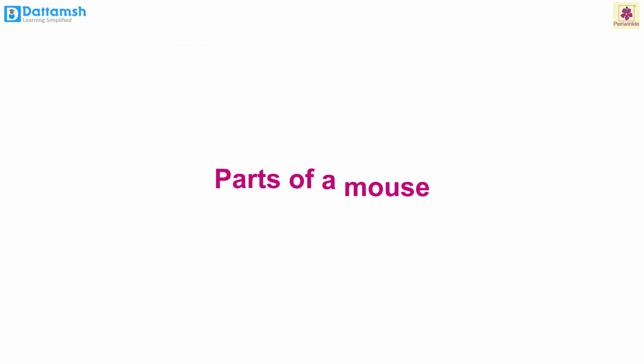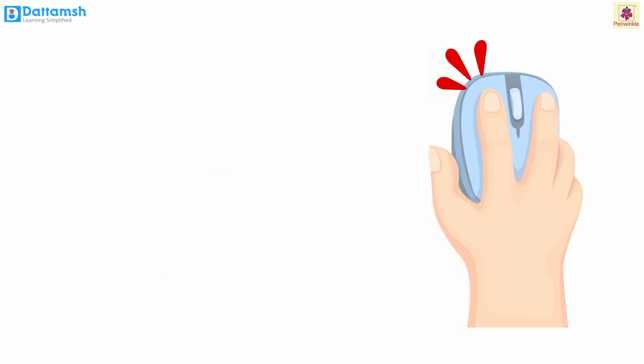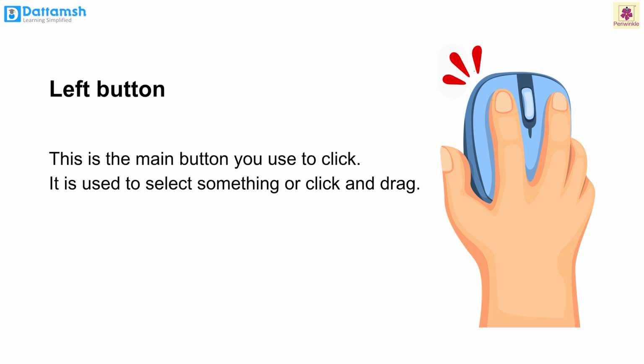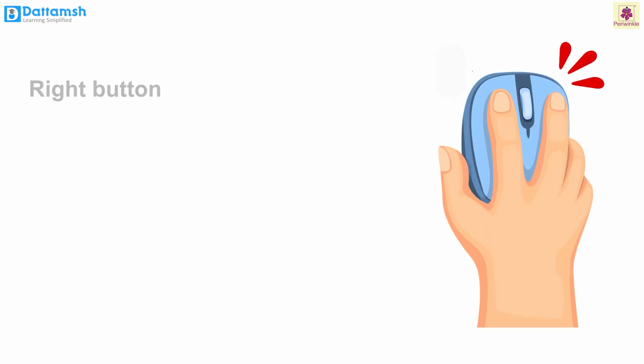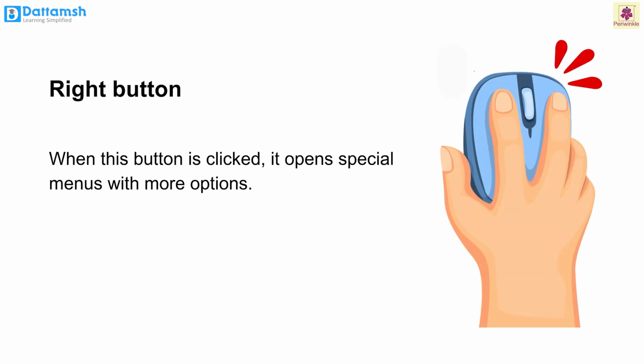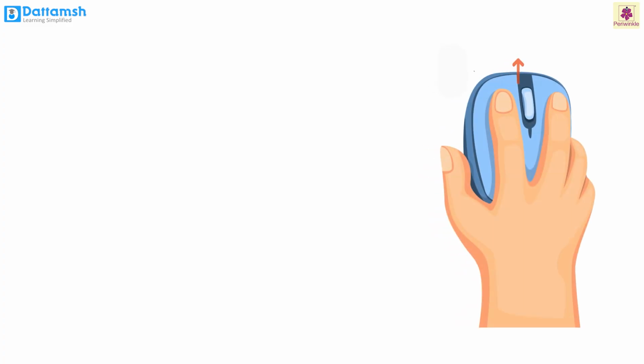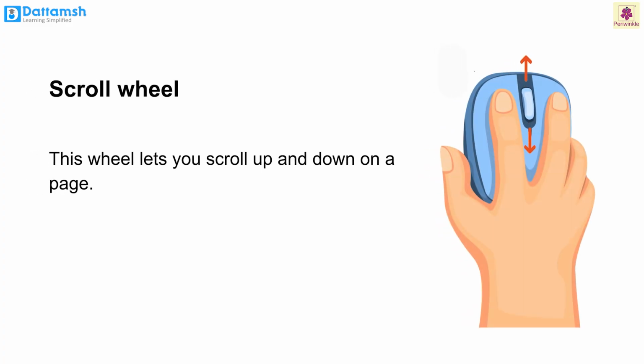Now let's learn the parts of a mouse. Left button. This is the main button you use to click. It is used to select something or click and drag. Right button. When this button is clicked, it opens special menus with more options. Scroll wheel. This wheel lets you scroll up and down on a page.